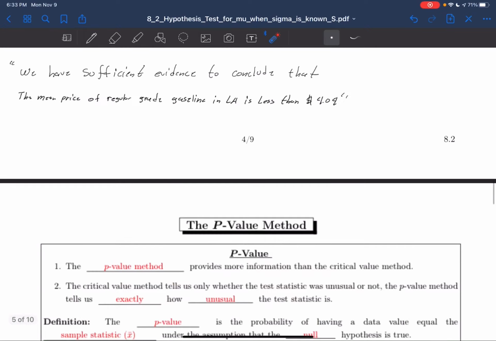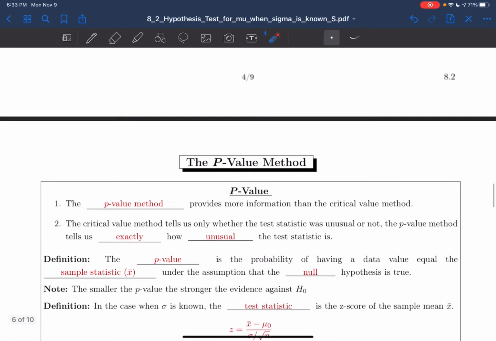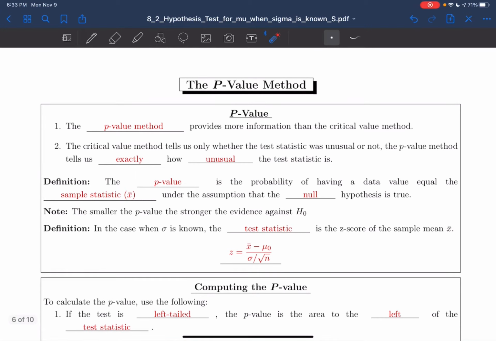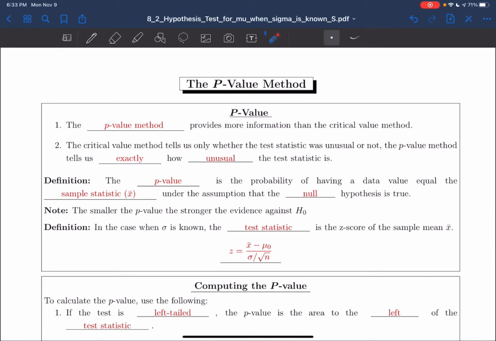Everything we did above was the critical value method. Now we're going to learn the p-value method. The p-value method actually provides more information than the critical value method. The critical value method tells us only whether the test statistic was unusual or not. The p-value method tells us exactly how unusual the test statistic is.